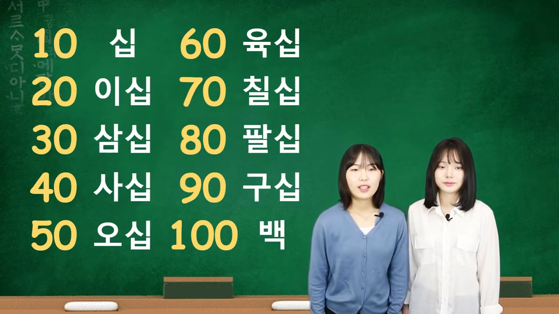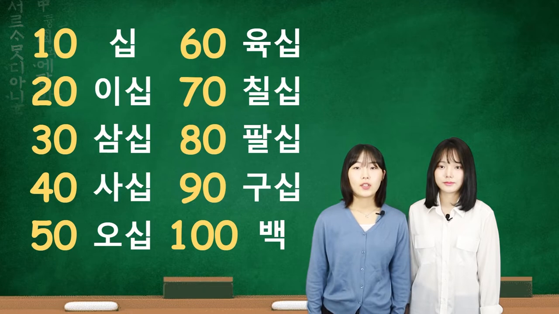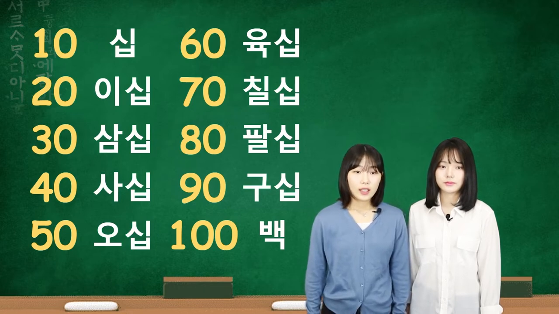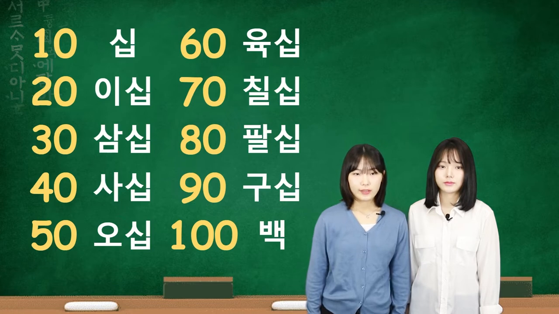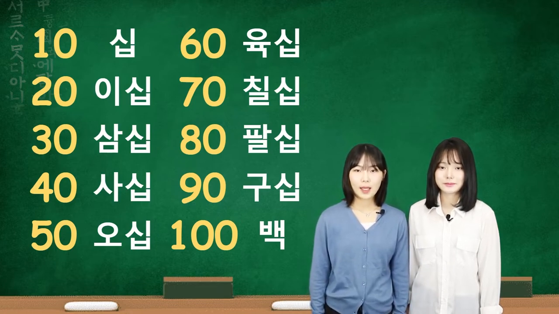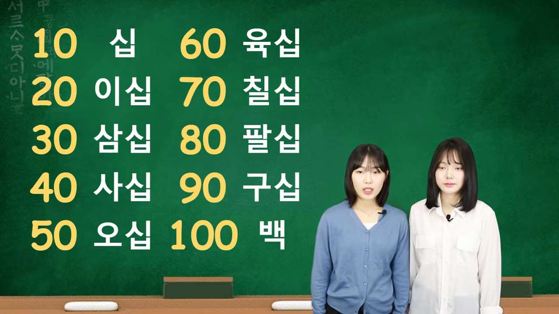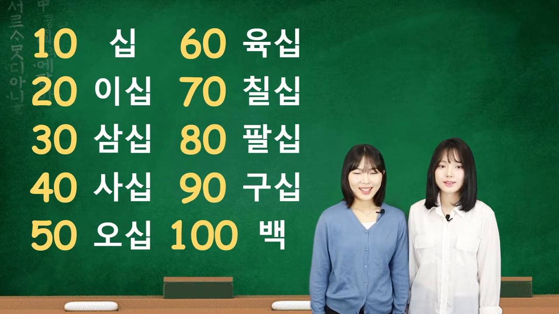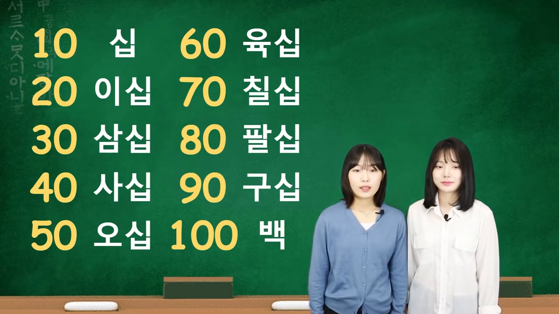Next, let's learn how to combine the 10 digit with the numbers we just learned. Please repeat after me. 10, 20, 30, 40, 50, 60, 70, 80, 90, 100. Good. When you make 10 digits, it is similar in English.